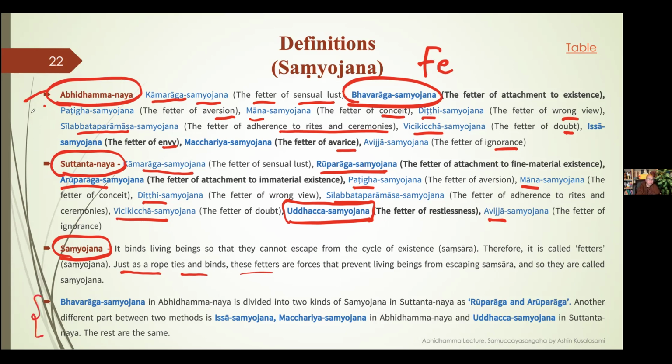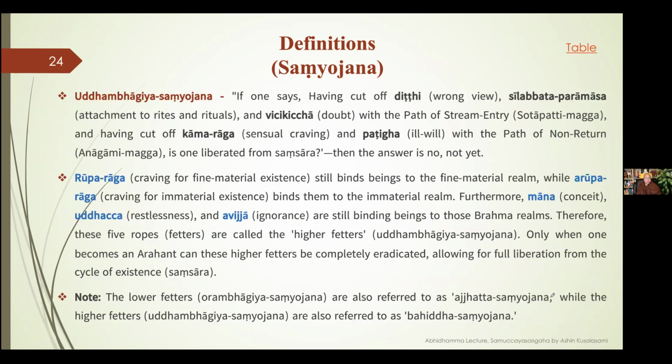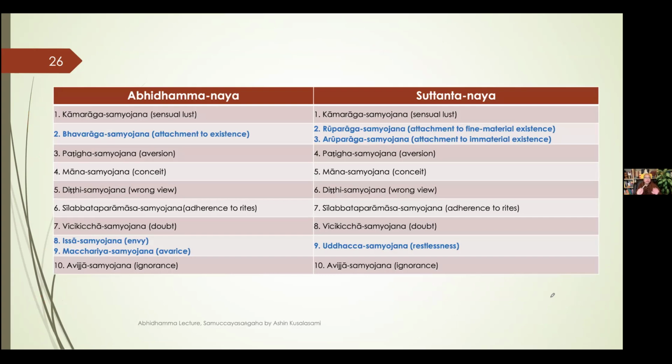Here is a difference between these two methods. Bhavaraga Sanyojana in Abhidhammattha is divided into two kinds of Sanyojana in Suttanta Naya, Ruparaga and Aruparaga. Another different part between the two methods is Issa Sanyojana and Macchariya Sanyojana in Abhidhammattha and Uddhacca Sanyojana in Suttanta Naya. The rest are the same. And I also made this one, which is new. It is easier to look at the difference between these two nayas. Here Bhavaraga is divided into two, and here it is not divided. Instead of Issa and Macchariya, in the Suttanta Naya it becomes Uddhacca Sanyojana.